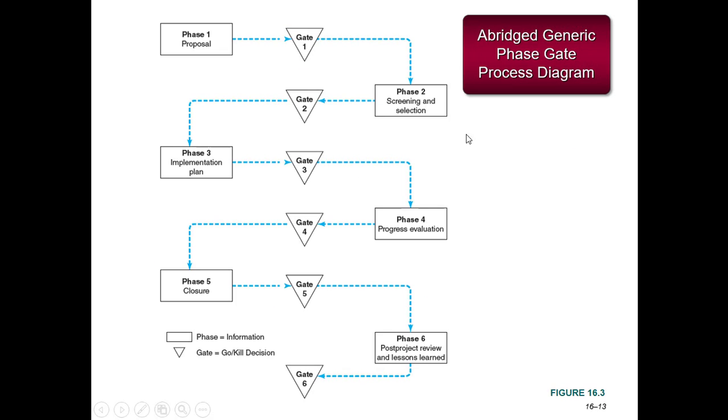So this diagram is a generic phase gate diagram where there's a proposal, it has to pass gate 1, then there's a screening and selection phase to pass gate 2, and at each phase there has to be a yes-no decision of whether to go forward or to cancel the project. So the upside down triangle is a decision point to go ahead or kill the project.